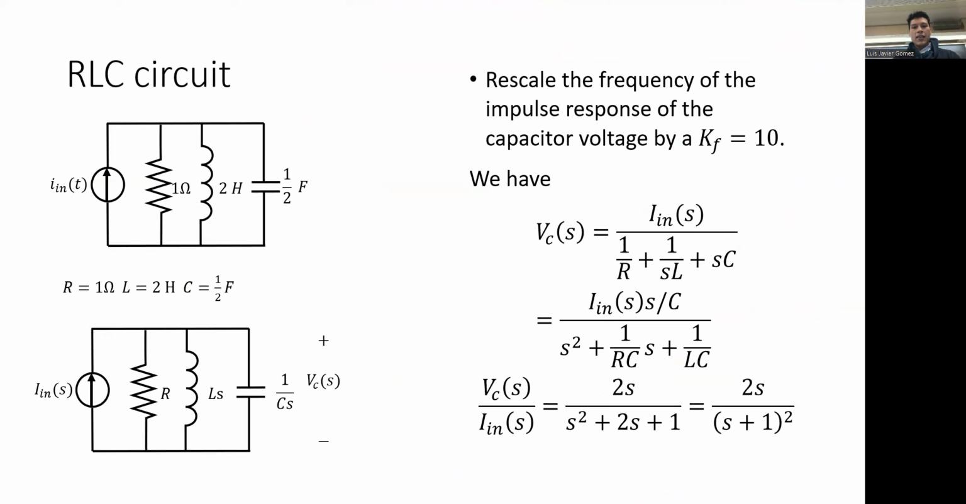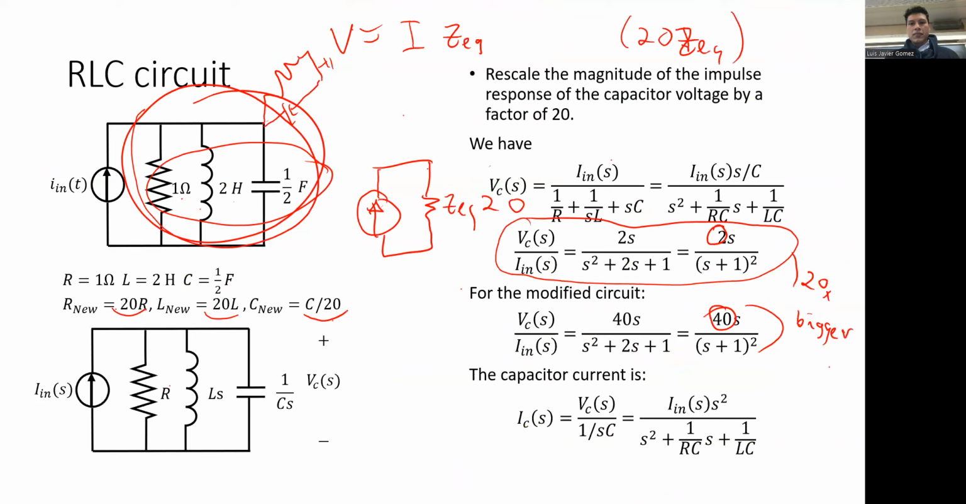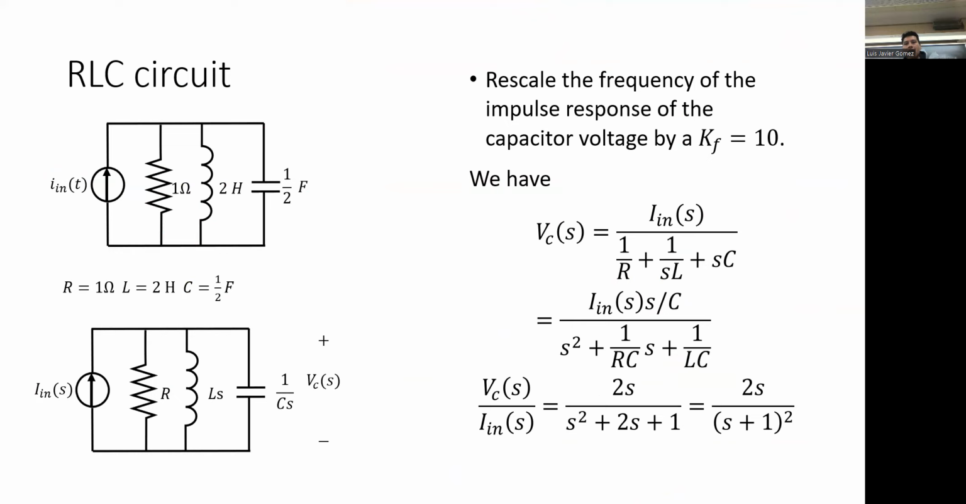So that's magnitude scaling. Now it's asking us to rescale the capacitor voltage by Kf equals 10. So what do we have to do to frequency scale?